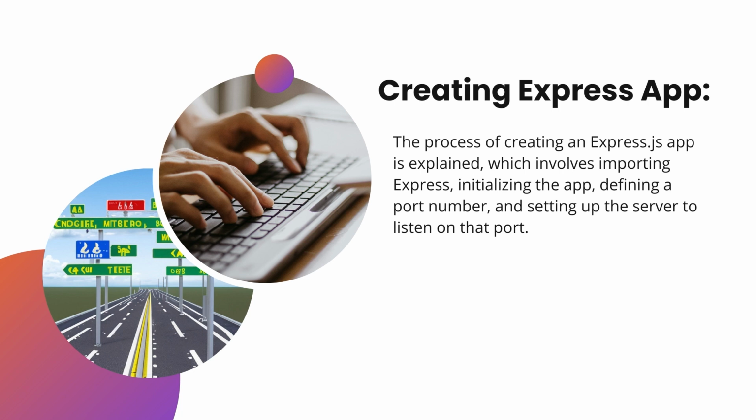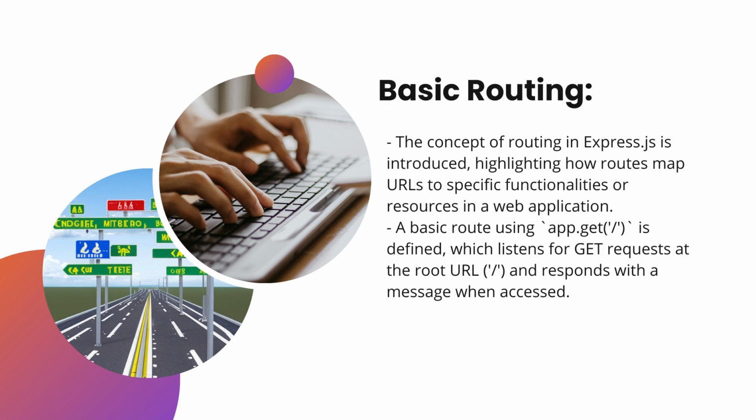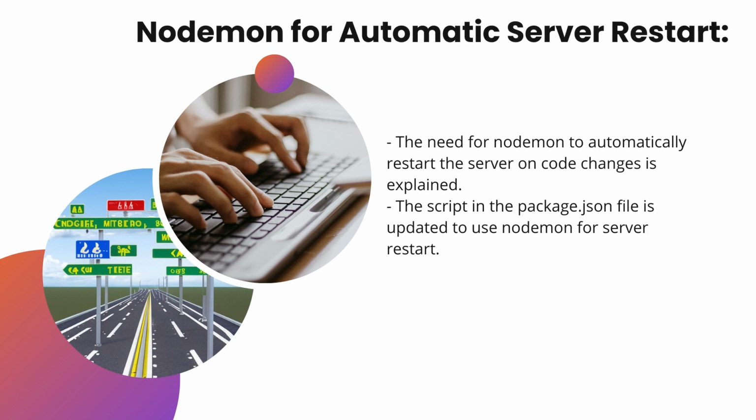Creating Express app. The process of creating an Express.js app is explained, which involves importing Express, initializing the app, defining a port number, and setting up the server to listen on that port. Basic routing. The concept of routing in Express.js is introduced, highlighting how routes map URLs to specific functionalities or resources in a web application. A basic route using app.get('/') is defined, which listens for GET requests at the root URL / and responds with a message when accessed.